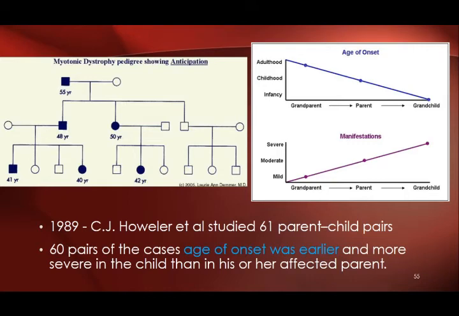In this picture, you can see the grandfather had it at 55 years old. One generation later, the daughter got it at 50 years old. The son got it at 48 years old. And then the grandson got it at 41 years old. As you can see, there's a gap. The grandfather got it at the age of 55, but the grandson got it at a younger age, 41 years old. So that is 14 years earlier than expected.